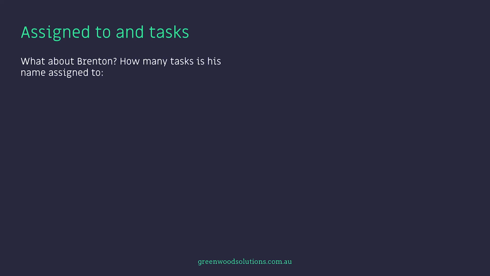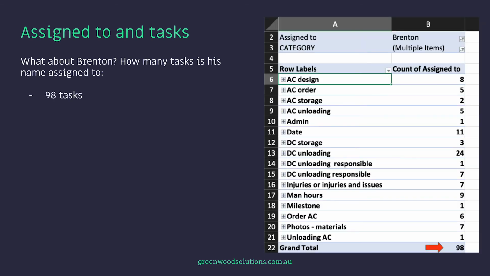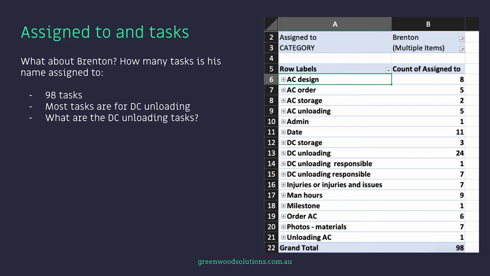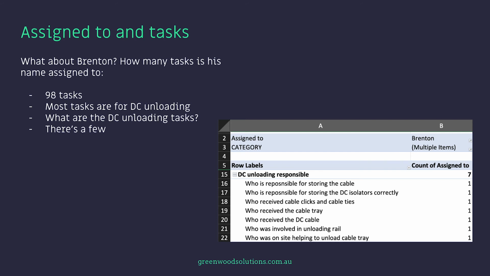What about Brenton? How many tasks is his name assigned to? 98 tasks. Most tasks are for DC unloading. Now, if you remember correctly, he did have 111 tasks, but this is another category. So what are these DC unloading tasks? There are a few.